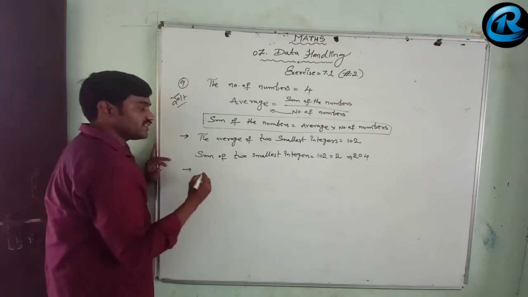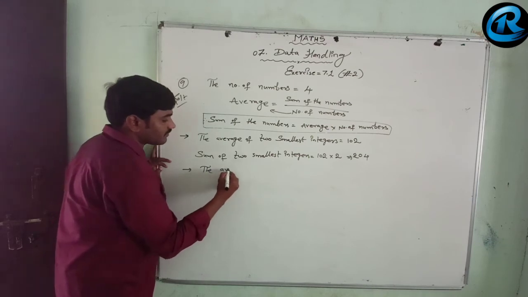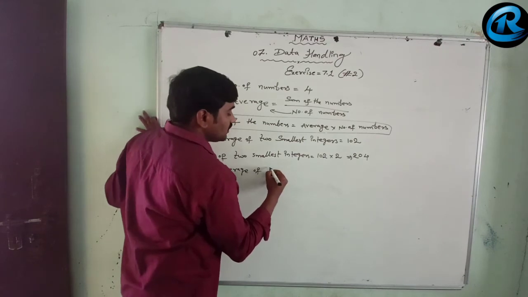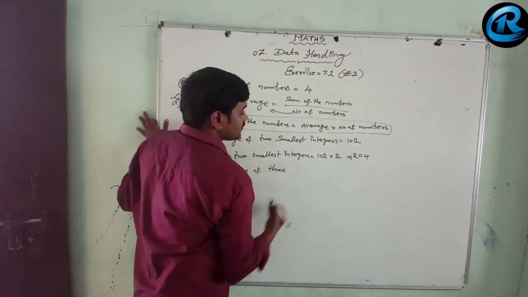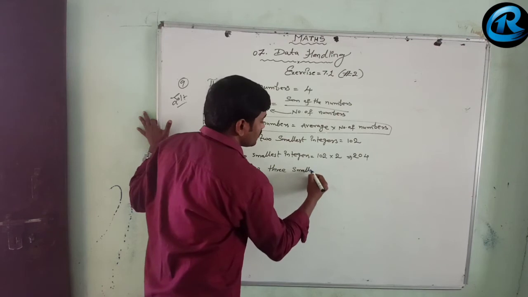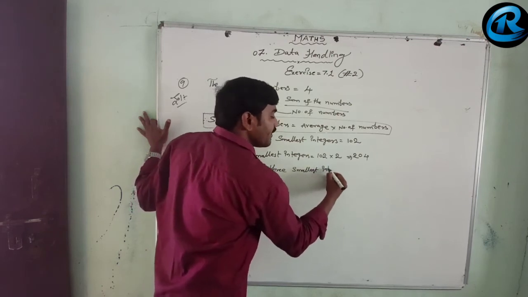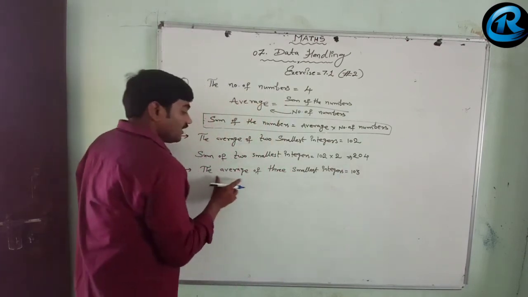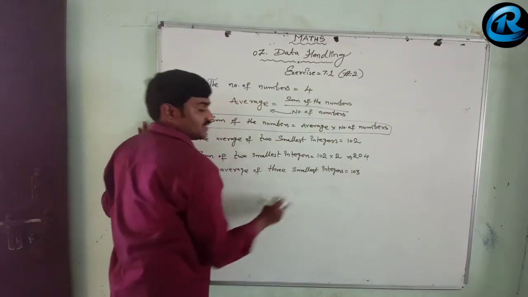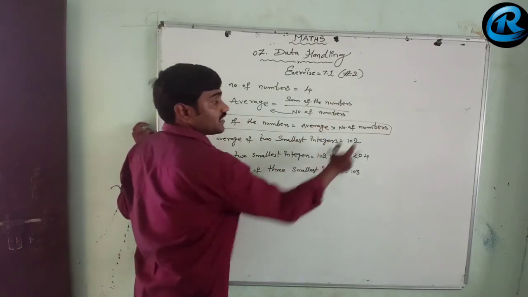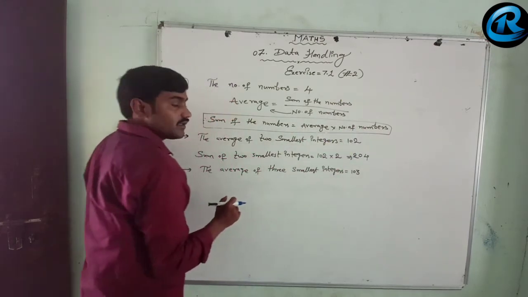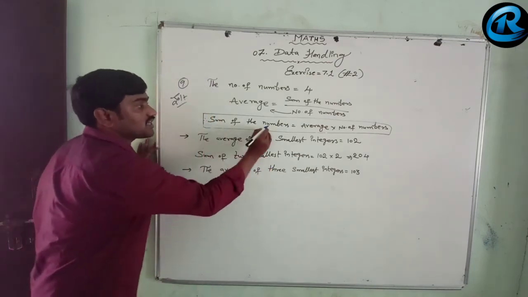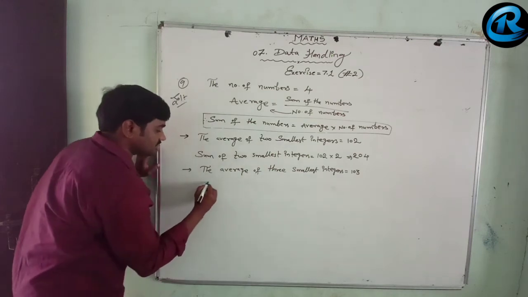And as given, the average of three smallest integers equal to 103. The average of three integers is 103. Average is given 103. Number of numbers are 3. But when we add these three numbers, what we will get? That we need to find. So let us find out the sum of three smallest integers.